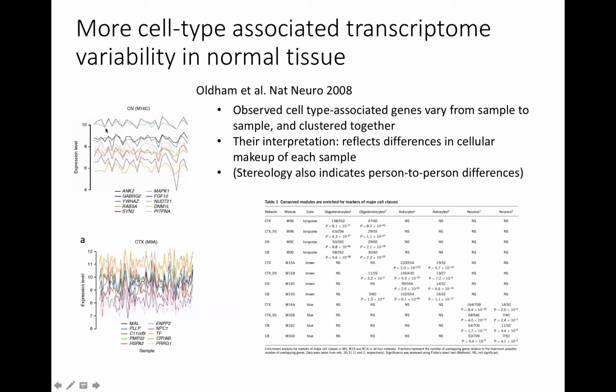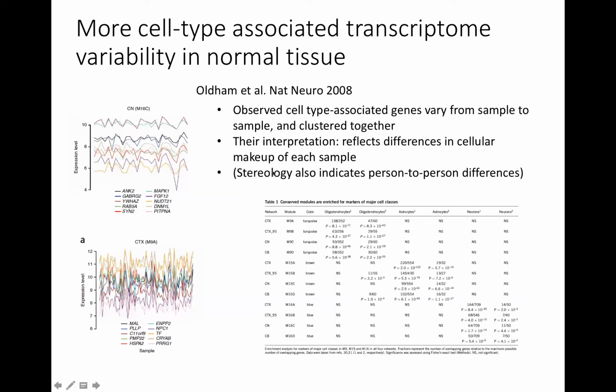And so the variability in the expression level of these kinds of genes from sample to sample, and their consistency, you have a whole bunch of genes associated with the cell type that are going up and down across the samples. They interpreted that this is happening because of differences in the cellular makeup of each sample. And I point out here that obviously stereology studies, or direct counting, show that there are individual differences.